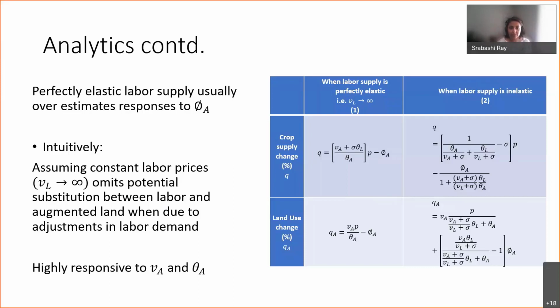And the second point I want to make here is that the land use change equation is highly responsive to VA and theta A in the first column, because it is directly proportional to VA and just indirectly proportional to theta A. Whereas if you see in column 2, the relationship is more complex. So if we incorrectly assume perfect supply elasticity, then we are imposing a higher responsiveness to these parameters and ignoring the more complex relationships between the land use change and these supply elasticity and cost share parameters.